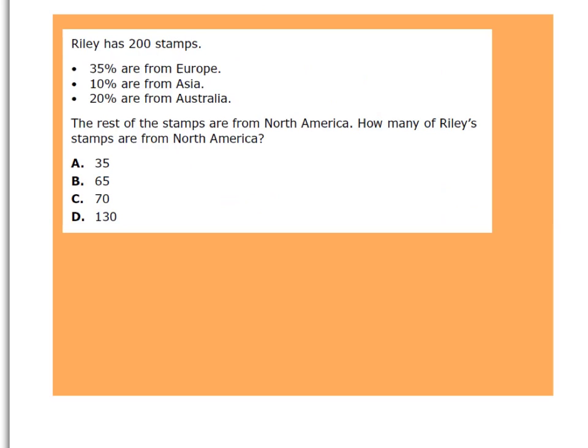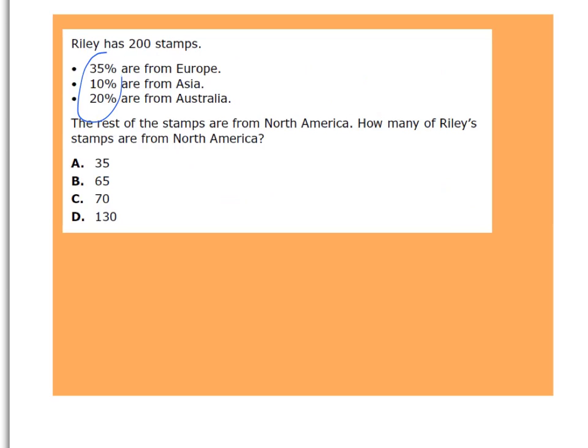Here's a sample MCA problem. It's kind of a tough one. Riley has 200 stamps. 35% are from Europe, 10% are from Asia, 20% are from Australia. The rest of the stamps are from North America. How many of Riley's stamps are from North America?